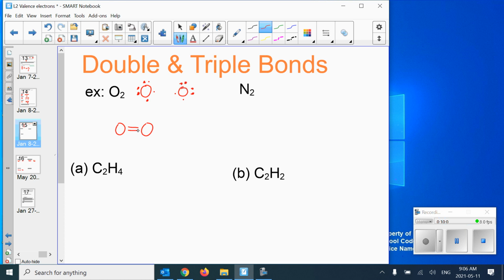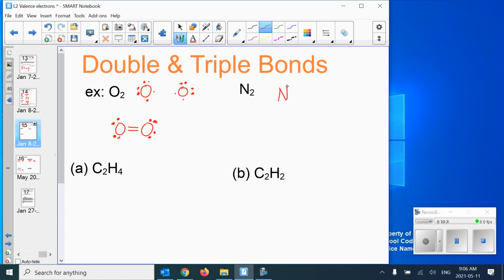1, 2. Then the leftover valence electrons, space them out even if you can. 1, 2, 3, 4. My board isn't responding. 1, 2, 3, 4. That's a double bond. Those two bonds represent 4 electrons shared, covalent.